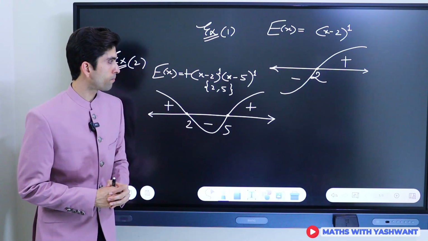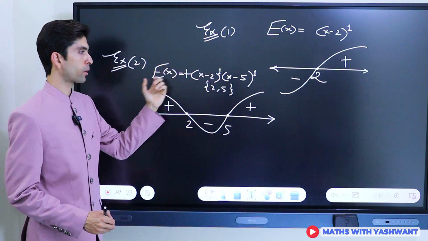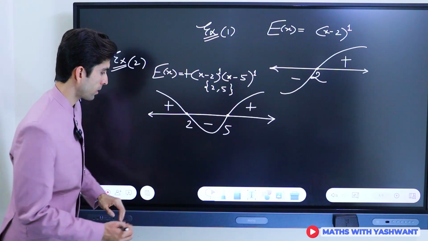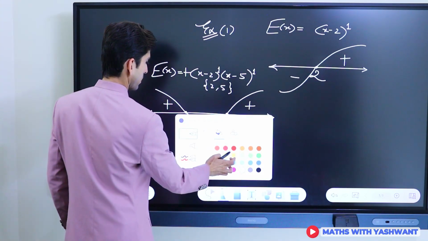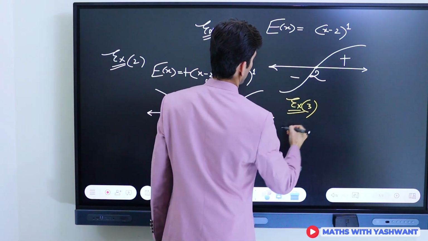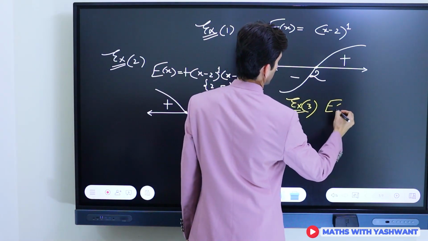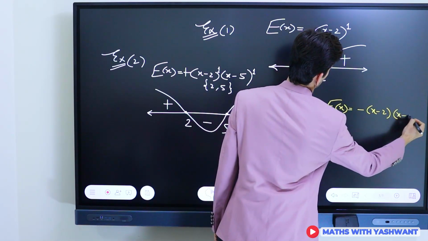Alright, now what if for the same expression, let's say we were having a negative sign over here, I'll draw the wavy curve for this expression. Let's say this is our illustration 3. So we have an expression with a negative sign, negative of x minus 2 into x minus 5.